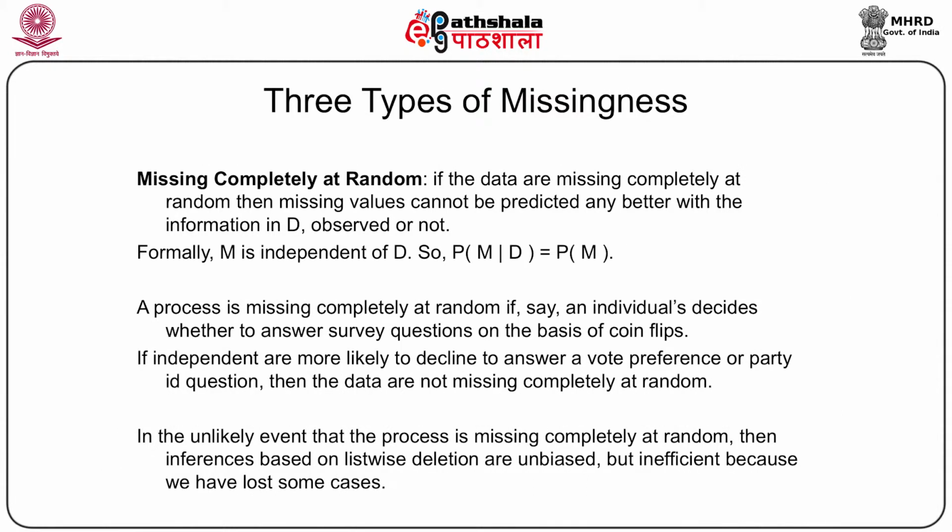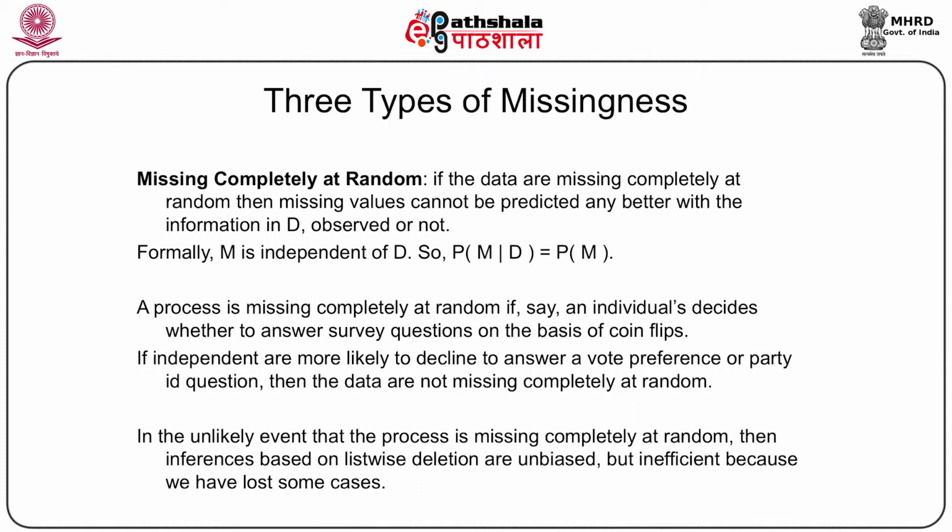There are 3 types of missingness which we encounter in real world data collection. The first one is called missing completely at random. If the data are missing completely at random, then missing values cannot be predicted any better with the information in D, observed or not. Formally, M is independent of D, so probability of M given D equals probability of M.